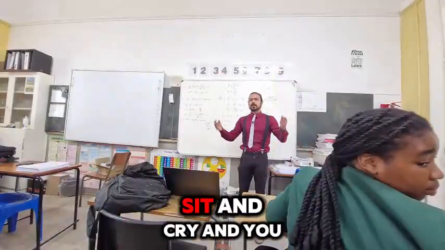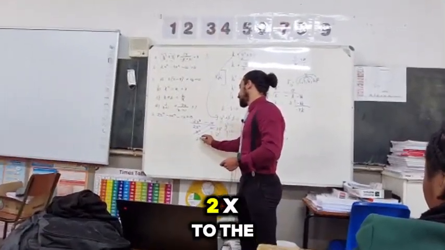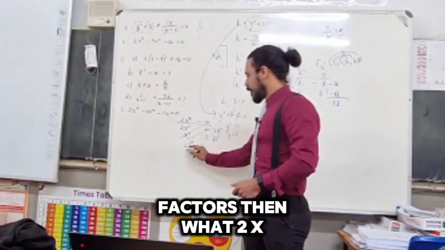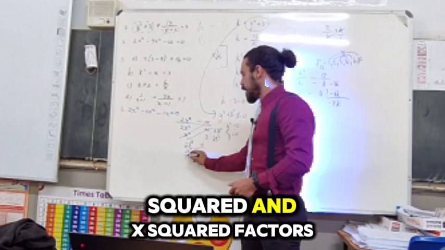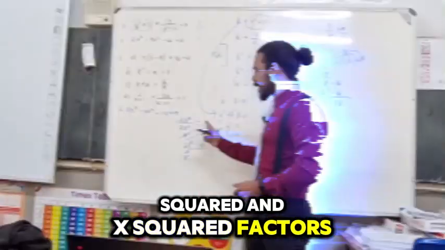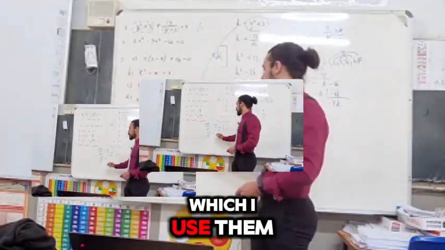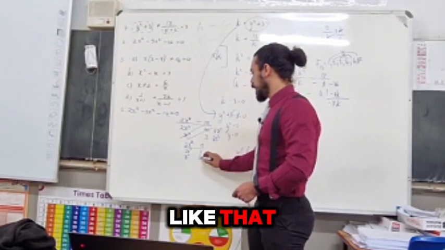You see, sometimes you can get combinations that do not work. That doesn't mean you sit and cry and you give up. Then you just start the process again. So we're going to say 2x to the power of 4 and 12. I need to have factors there. 2x squared and x squared. These are the right factors, but the order in which I used them was not right. So I'm going to change the order around like that.